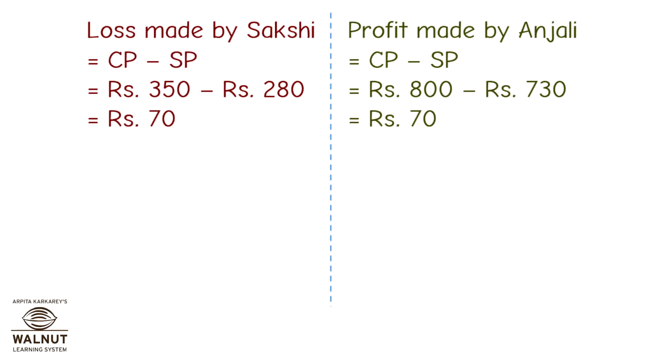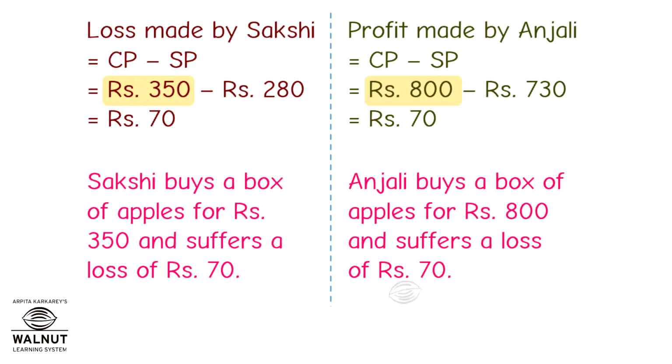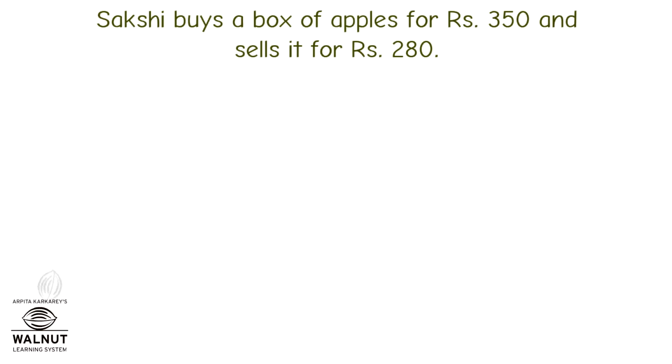Let's do that. Sakshi buys a box of apples for rupees 350 and suffers a loss of rupees 70. Anjali buys a box of apples for rupees 800 and suffers a loss of rupees 70. Now you can see the amount of loss is same in both the cases. Let's see if we can find the percentage loss for these two transactions.